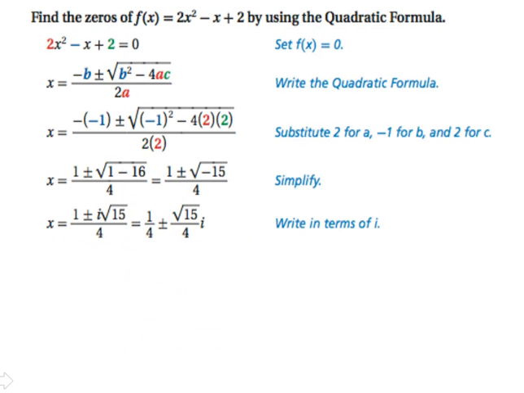Here's just another example where you are plugging in the coefficients 2, negative 1, and 2 into the quadratic formula, and again you can see here simplifying through. This is an example where we end up with an imaginary number because of this negative 15. The other thing to remember is that we are actually ending up with two answers here because of the plus and the minus, so make sure you're aware of that as well.